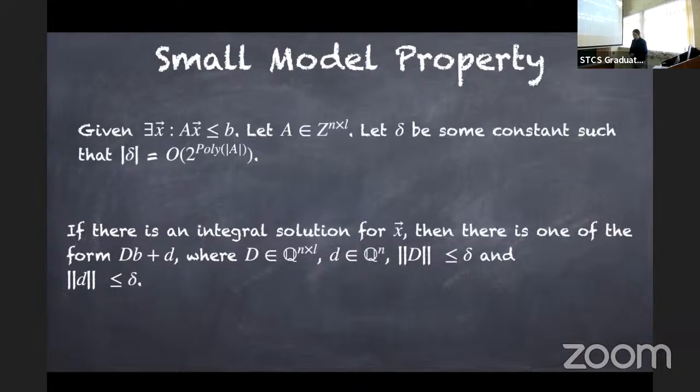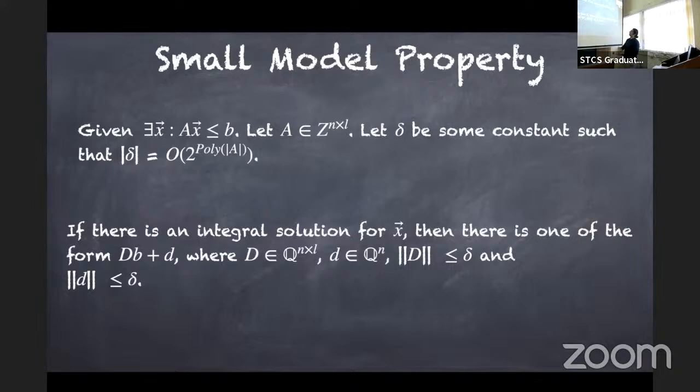So what are the small model properties? Let's be a bit more pedantic now. The intuition was this: we now have small model properties such that you can make sure that the representation of the small model doesn't depend on the b. It only depends on A.